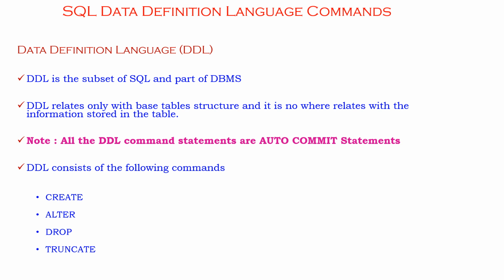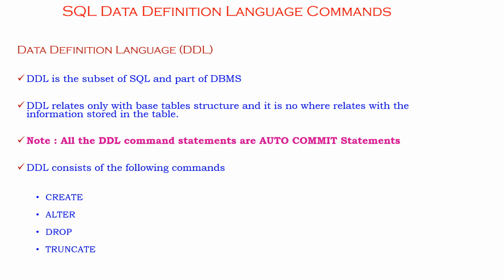In SQL we have three major categories of commands: data definition language, that is DDL; data manipulation language, that is DML; and data control language, that is DCL. In this video, we will discuss the major commands in data definition language. DDL is a subset of SQL, as we discussed, and it is also a part of DBMS.